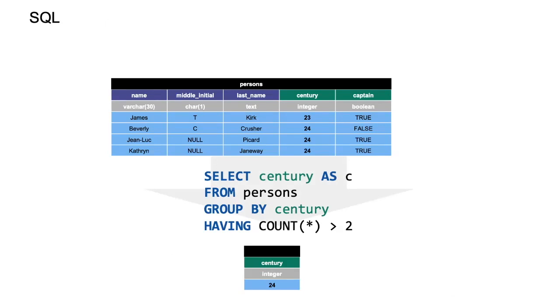So we saw that SQL looks like this. In fact, now you know all the clauses. It's SELECT, FROM, WHERE, GROUP BY, HAVING, ORDER BY, LIMIT, OFFSET.